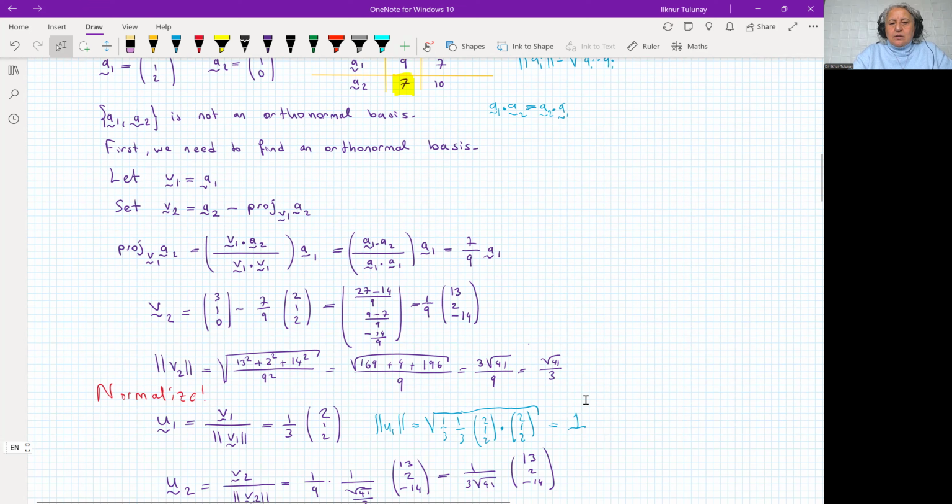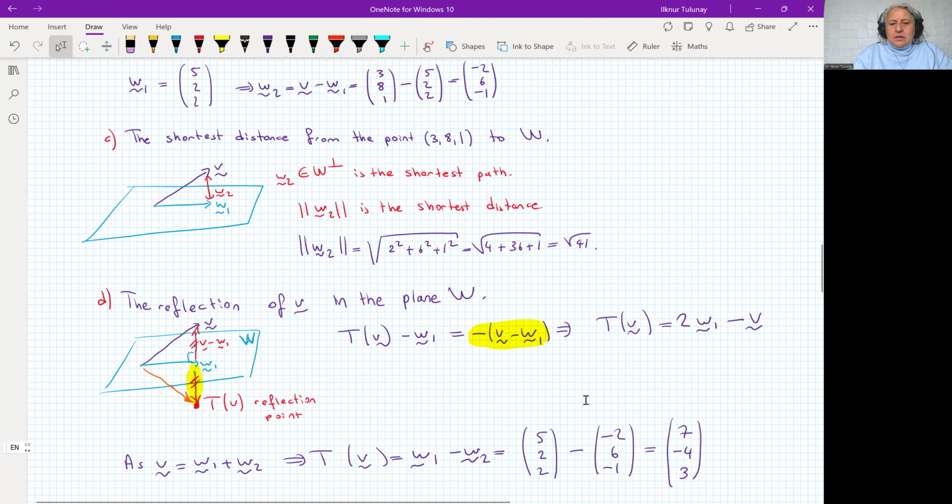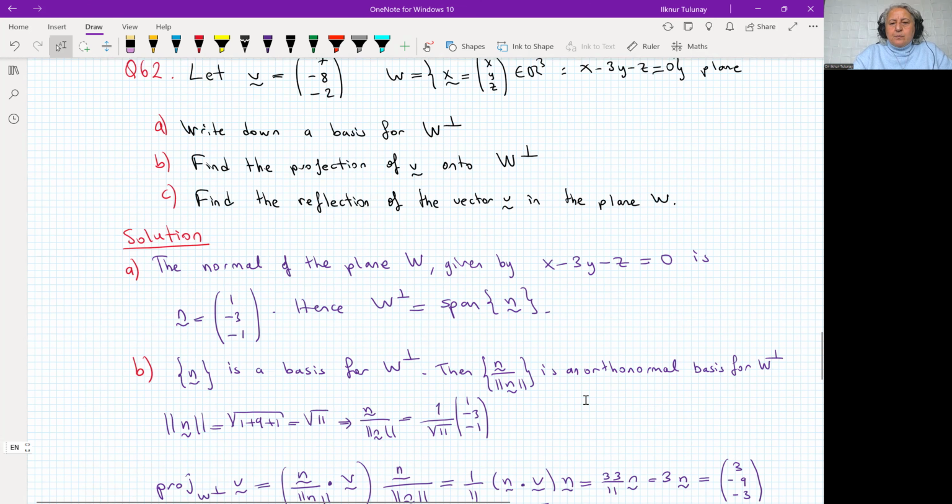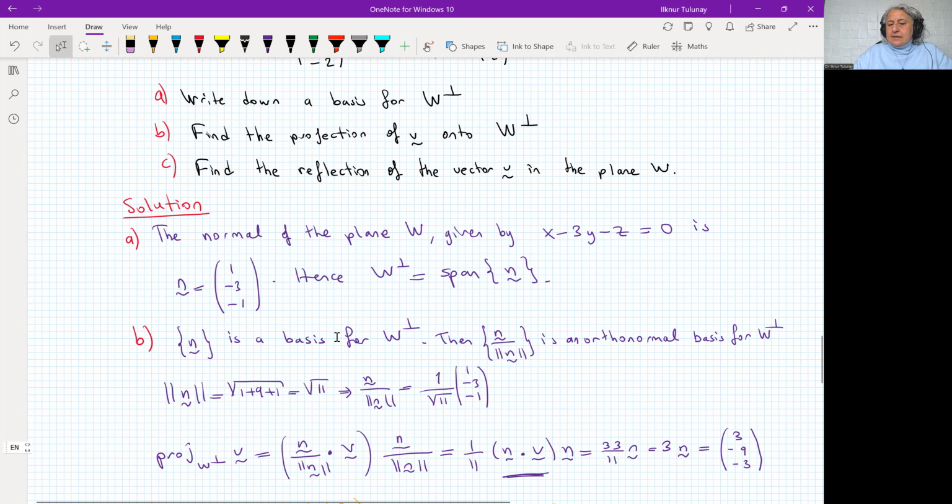My computer needs to be awake. Okay. So this is coming from that formula.